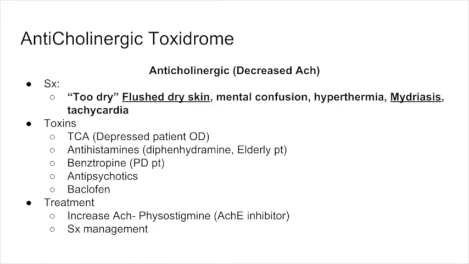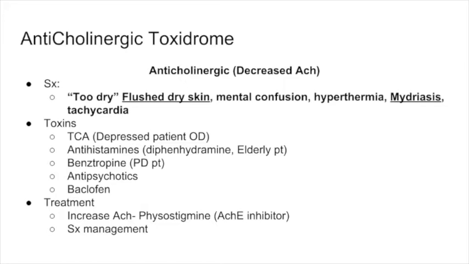Next toxidrome is the anticholinergic toxidrome. Anticholinergic means you just have decreased acetylcholine, and it's pretty much the opposite of the cholinergic toxidrome. So in this case, the patient is too dry. You have flushed, dry skin, mental confusion because there is not much acetylcholine in the synapses. You have hyperthermia. It's kind of mimicking a sympathetic response, mydriasis, so the pupils are dilated, and tachycardia.